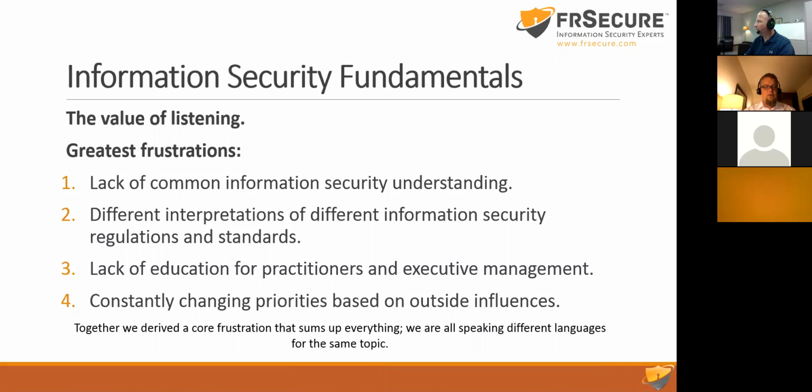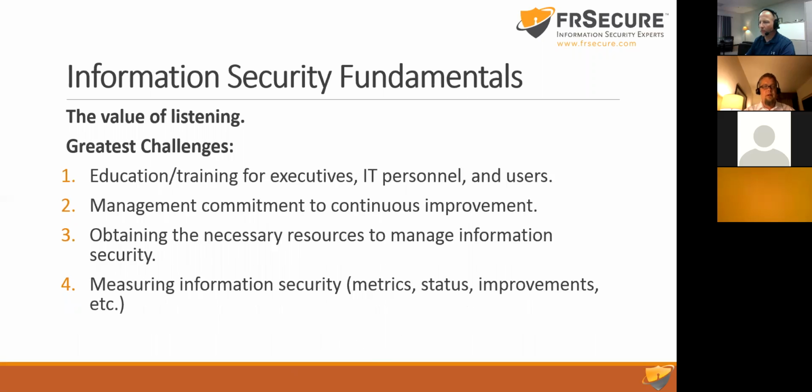The core frustration that came out of this, that we discussed and I think agreed with, if we were to summarize all of the frustrations, it was that we're all speaking different languages. Brings us back to our definition of information security. What is the language we're going to speak? We have to have definitions for it. So that's core frustration, number one.